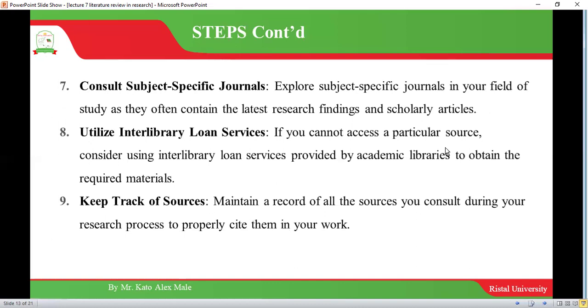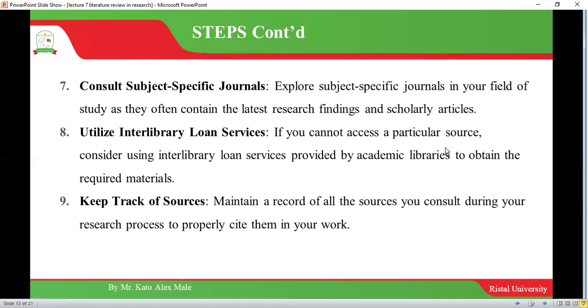And the 7th step is consult subject-specific journals. For example, this one wants you to explore subject-specific journals in your field. I think I've been talking about this all along, because they can contain the latest research findings. This one wants you to do your search on literature review in your particular field. You get it? In your particular field.